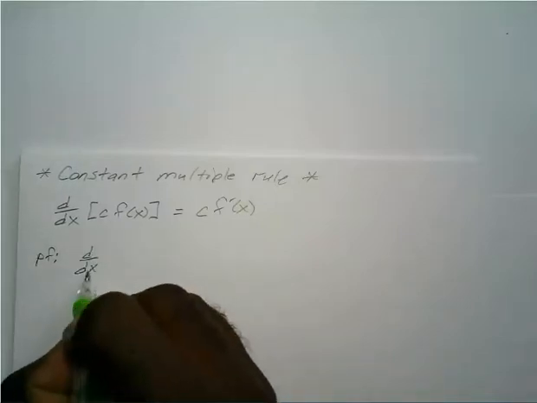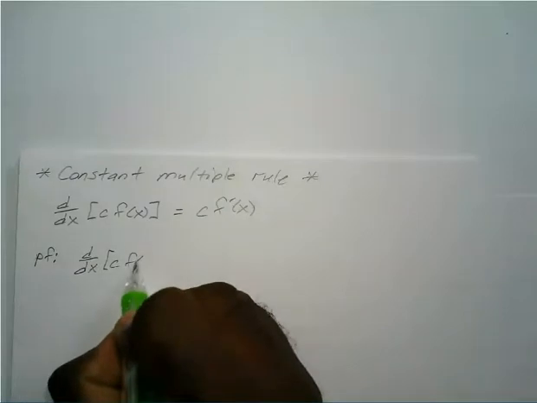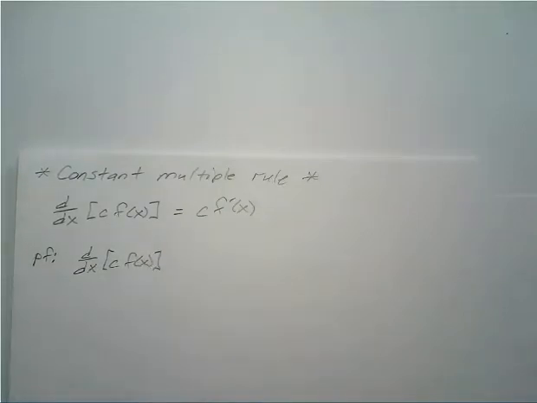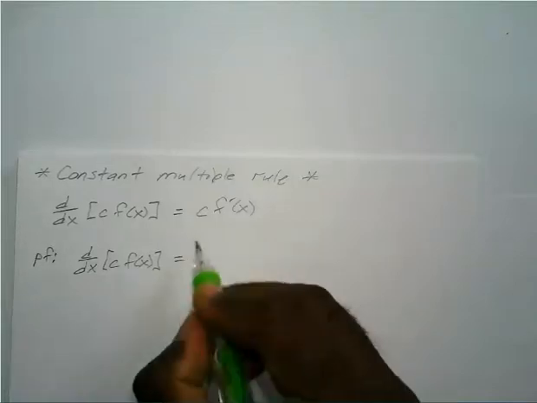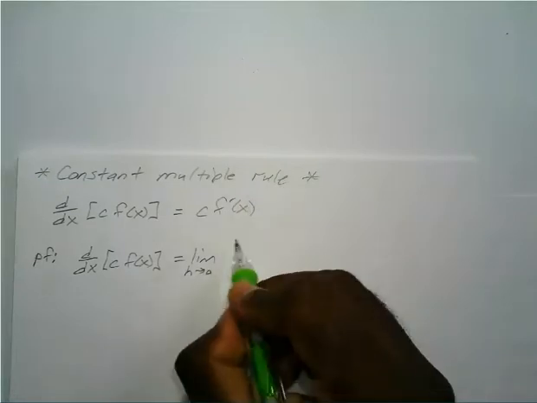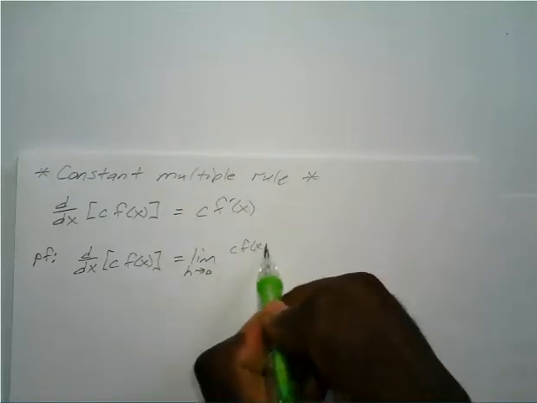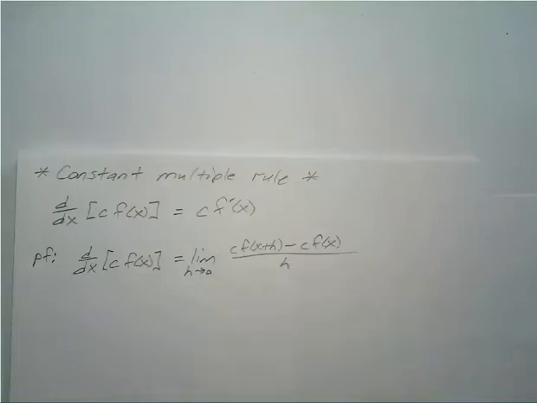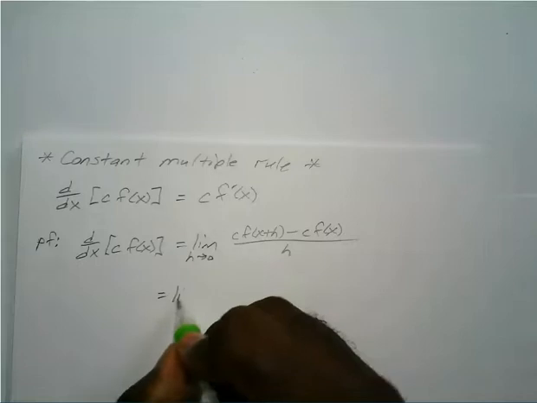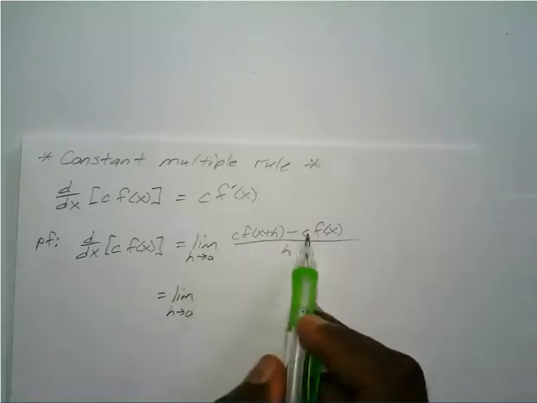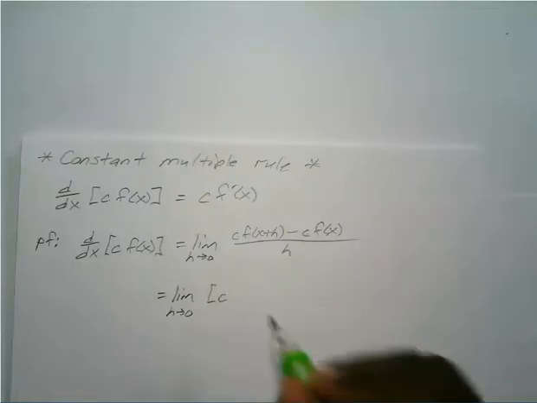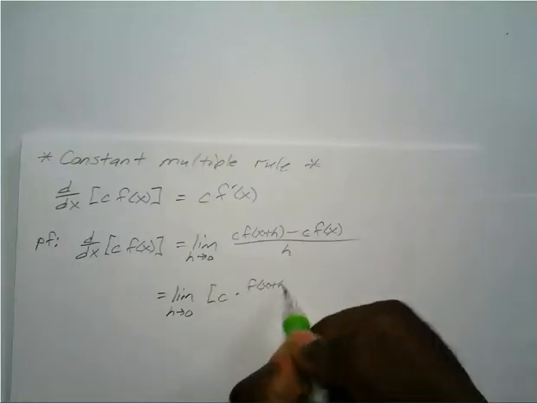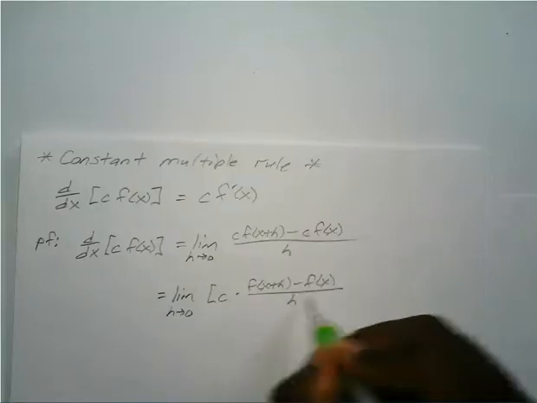So let's say we have the derivative with respect to x of our constant times our function. Okay, so that's going to equal the limit as h approaches 0 of our constant times f of x plus h minus our constant times f of x all over h. Okay, so that's going to equal the limit as h approaches 0, and if we factor out that constant, that'll be times f of x plus h minus f of x all over h.